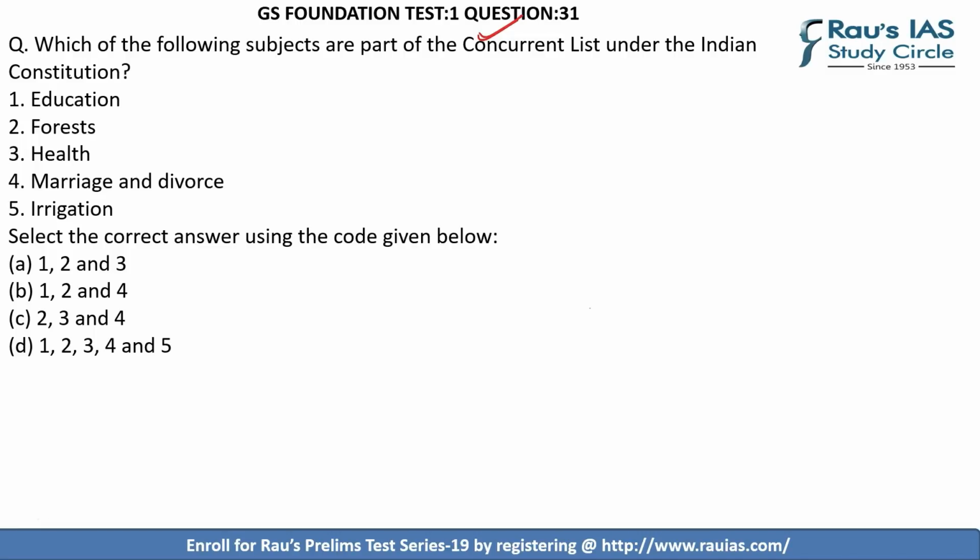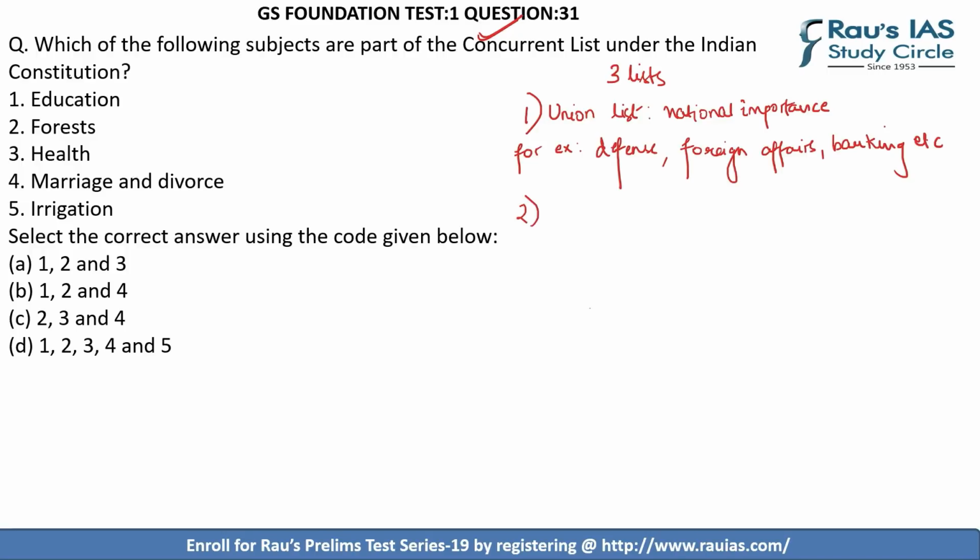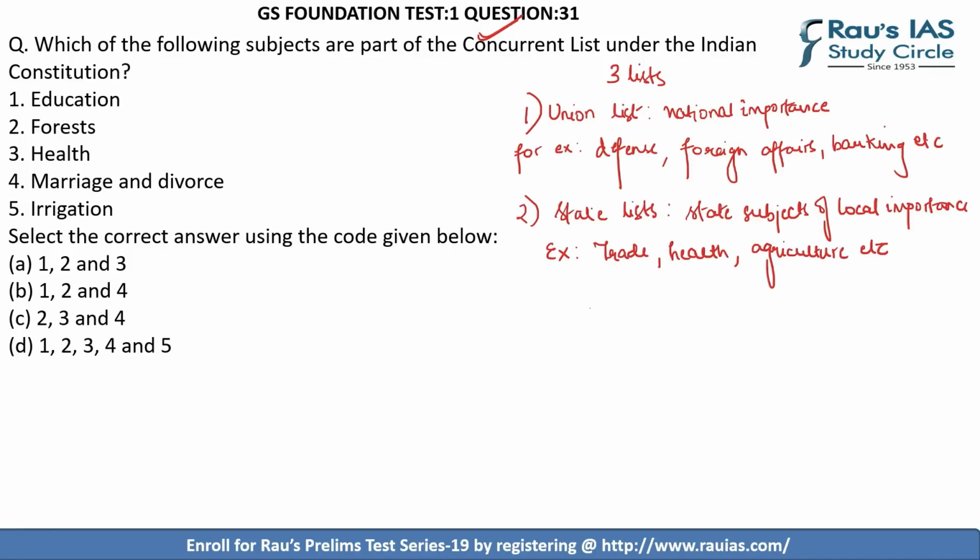Now the Constitution contains 3 lists. The first one is called Union List and it includes subjects of national importance, for example, defense, foreign affairs, banking, etc. The second list comprises the State List and it contains subjects of states and local importance. Some examples include trade, health, agriculture, etc. The third and final list is known as concurrent list and it includes subjects of common interest to both the union and the state government.